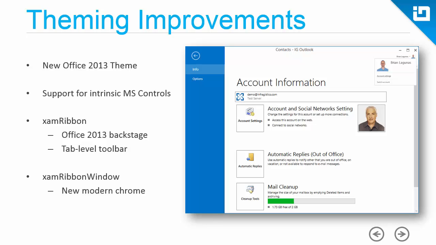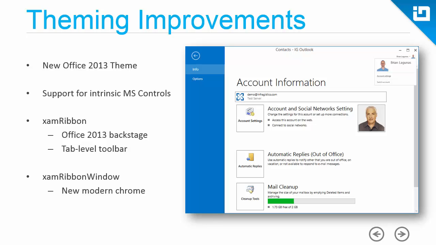The first thing I want to talk about is some of the theming improvements we have around Office 2013. We've launched a new Office 2013 theme for all of our controls. We've also added support for Microsoft intrinsic controls, meaning simple controls like your checkbox, your list box, your buttons, your toggle buttons, controls like that, and even some controls from the Microsoft Toolkit. Now, we don't support all Microsoft controls or the themes because obviously we want you to use our controls in replacement for Microsoft controls, but we do support a good number of commonly used Microsoft controls out of the box.